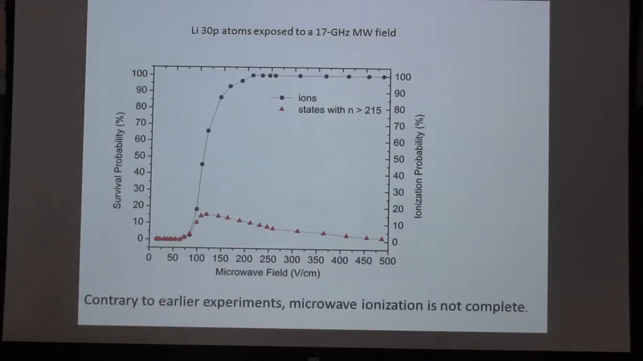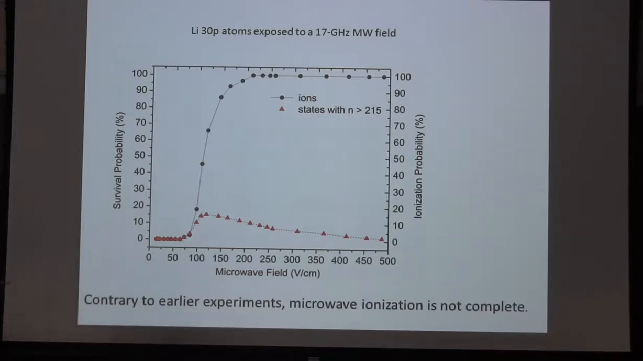This is not peculiar to using 38 gigahertz. If we use the same frequency we used before, we see exactly the same thing. So the bottom line is simply that, contrary to what I claimed earlier, the microwaves don't ionize everything. You wind up with lots of stuff sitting there in very high-lying states. In part, that's because in the earlier experiments we detected ions, but we also had stray fields.